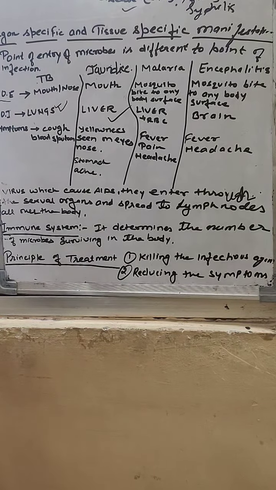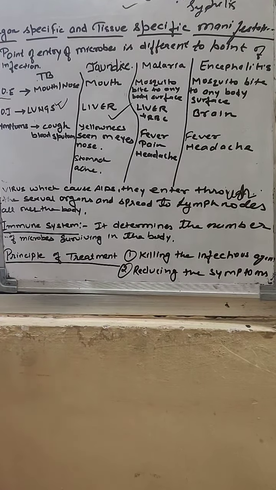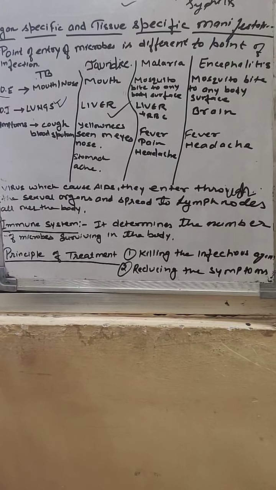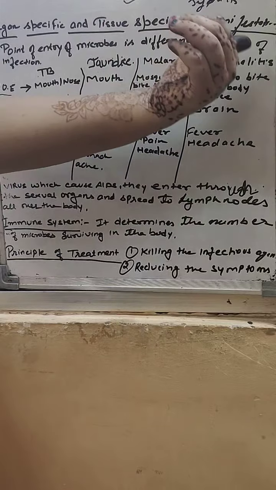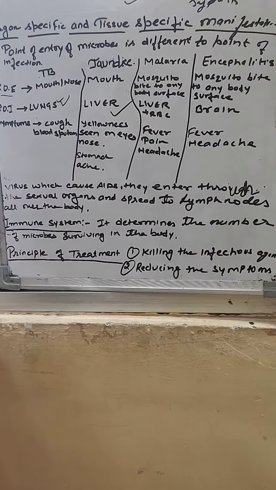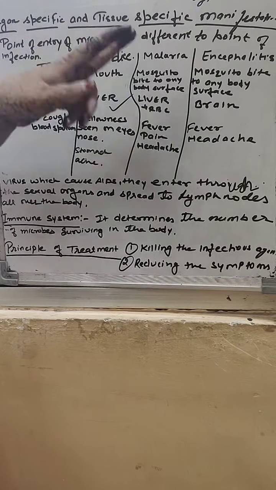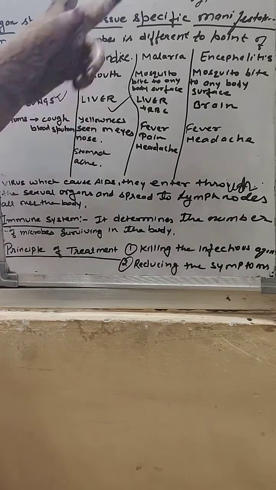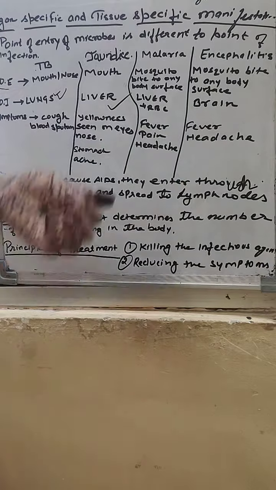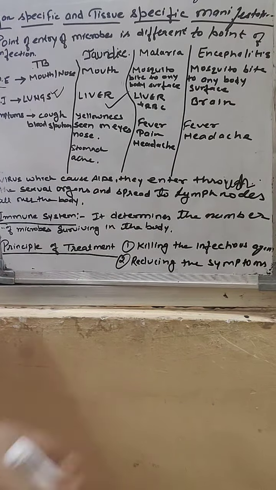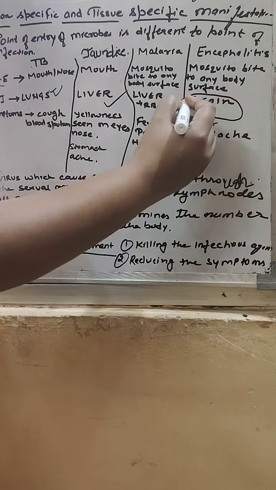After taking the proper investigation, after taking the proper lab test, we will come to know the root of the disease. Okay, same in the case of encephalitis. Encephalitis is also due to a mosquito. In malaria, which mosquito is there? The female Anopheles mosquito. But in the case of encephalitis, the mosquito will bite on any body surface, but it will go where? It will go into the brain.